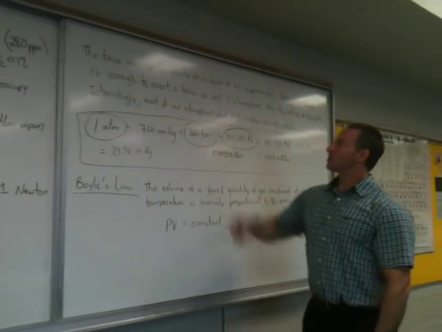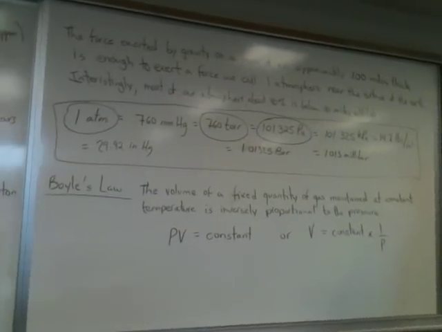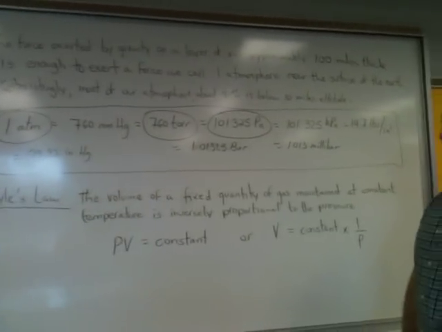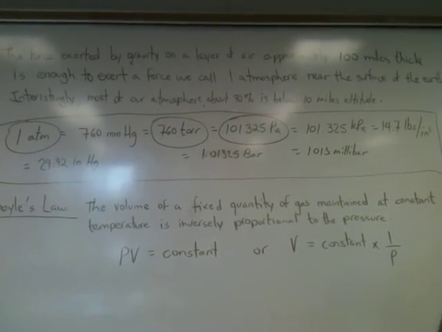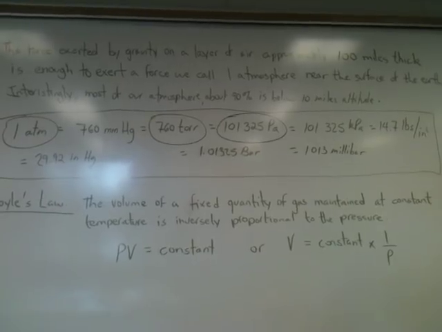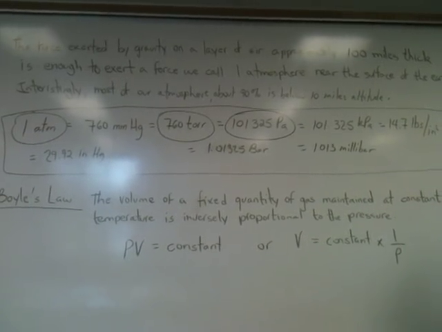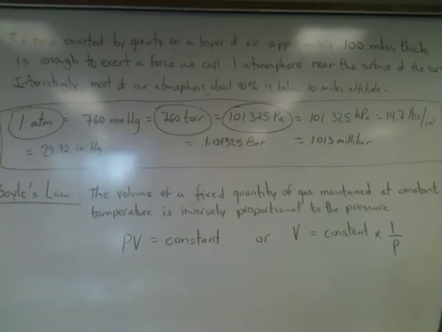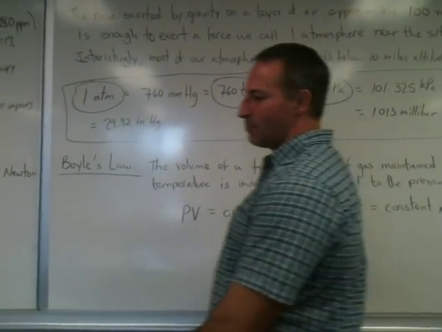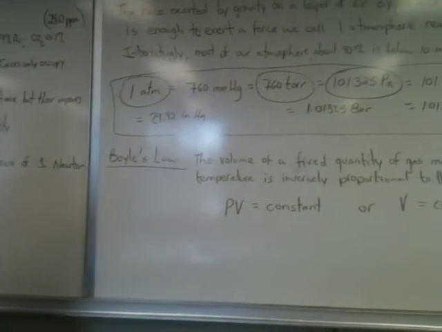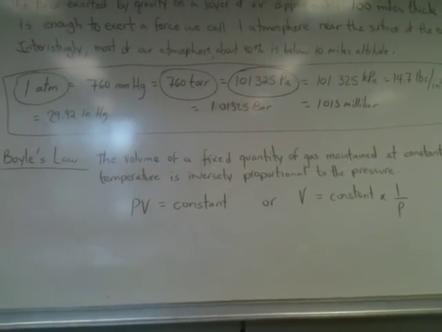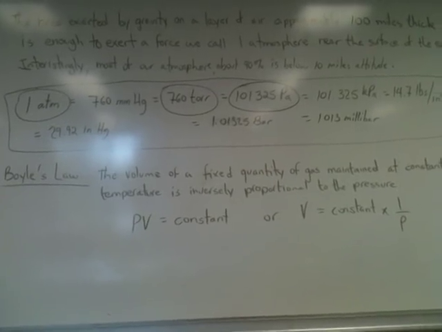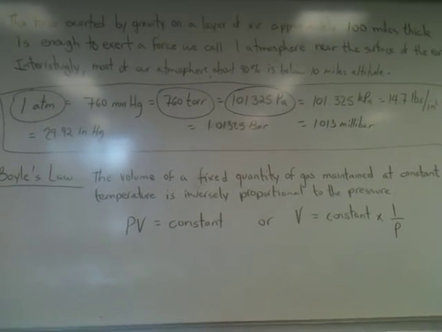Now on the next board, the force exerted by gravity on a layer of air approximately 100 miles thick is enough to exert a force we call 1 atmosphere, near the surface of the Earth. Interestingly, most of our atmosphere, about 90% of it, is below 10 miles altitude. We call that the troposphere. To give you an example of this phenomenon, airliners, jet airplanes like to fly at around 35,000 feet altitude so they can avoid the thicker parts of the atmosphere so that they can fly faster.